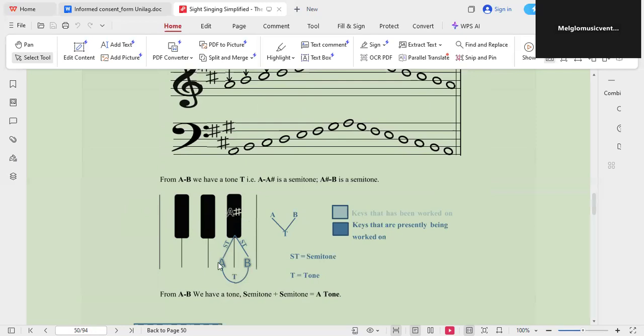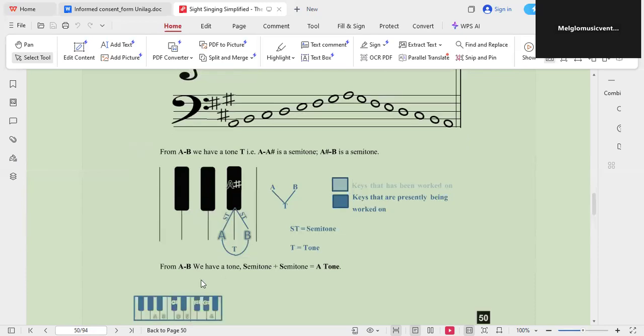We are starting on A now. From A to B, we need a tone according to our major scale pattern. A to A sharp is a semitone. A sharp to B is a semitone. So from A to B, we have a tone, semitone plus semitone equals a tone.